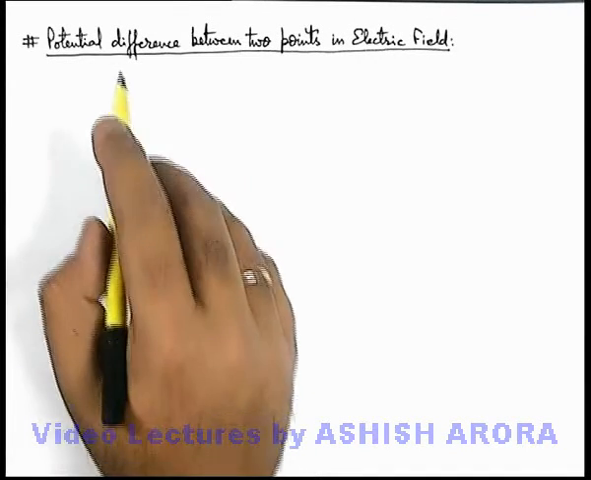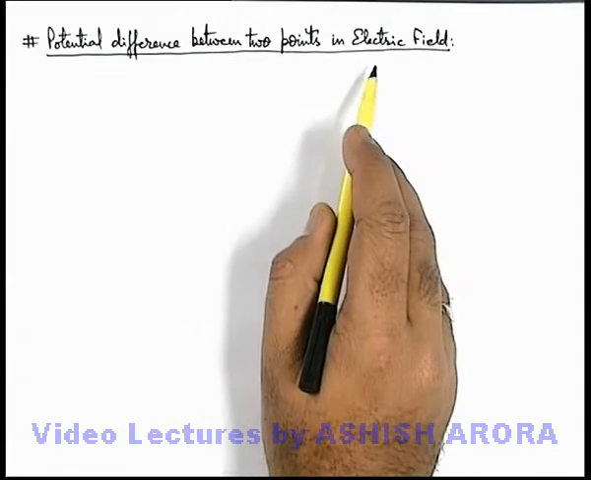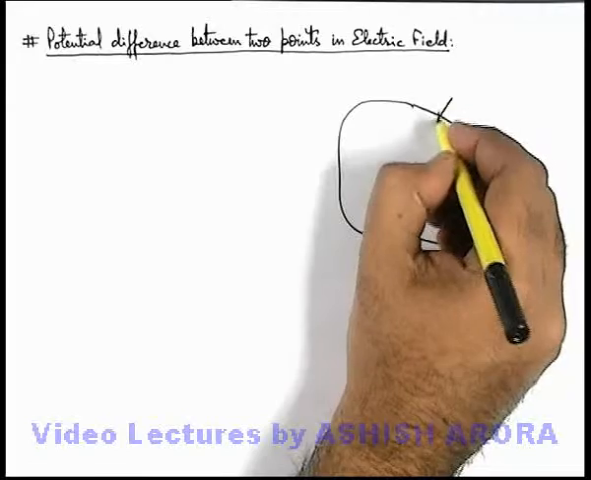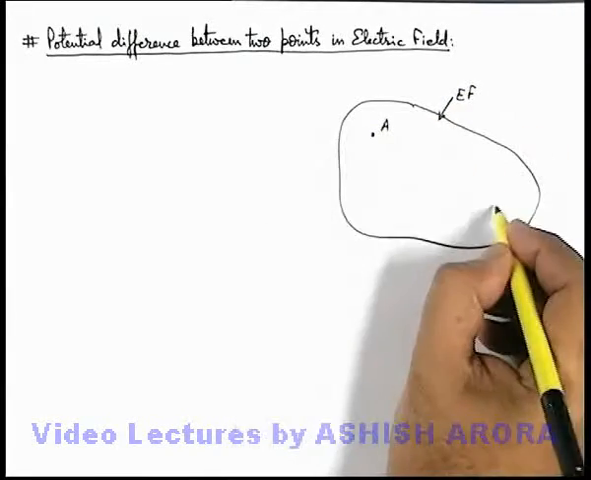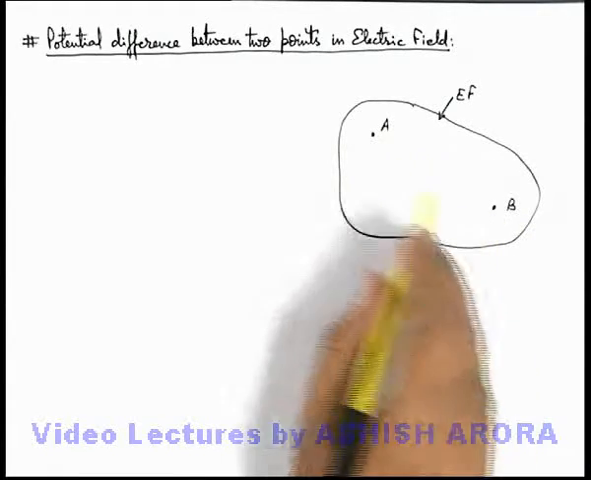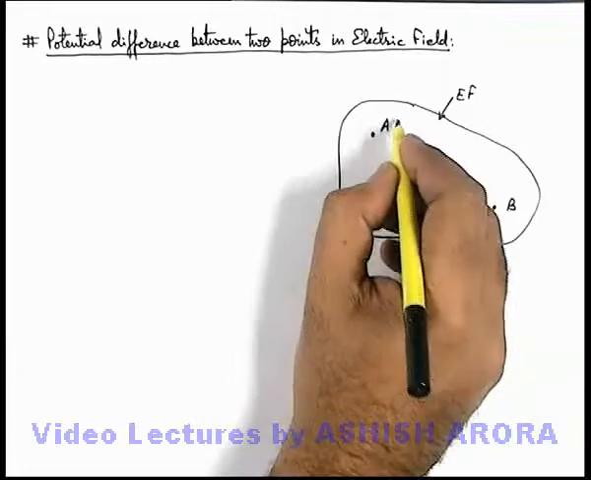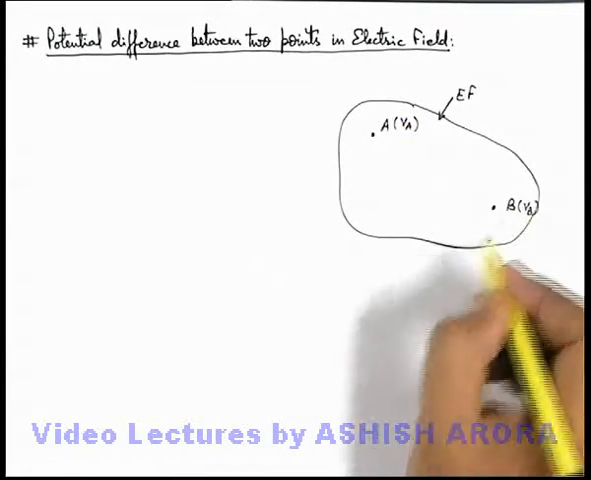Let us discuss the potential difference between 2 points in an electric field. Say in the region of an electric field there are 2 points A and B. We wish to find out the potential difference between point A and point B. Let us consider at point A the potential is VA and at point B the potential is VB.